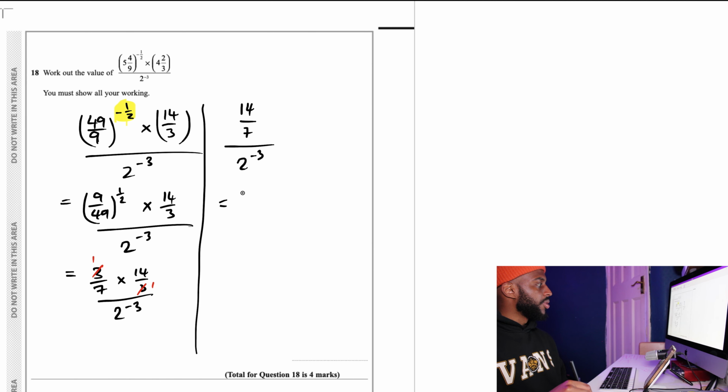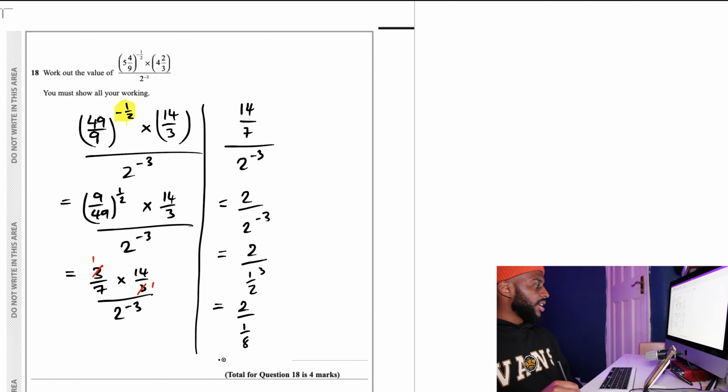So on the top, we have 2. That's 2 over 2 to the minus 3. Remember that flips it, so that becomes 1 over 2 to the power 3. So now that's 2 over 1 over 2 to the power 3. If we times a half by itself 3 times, we get 1 over 8. And so we now have 2 divided by an eighth, which is 16. And that's the final answer.